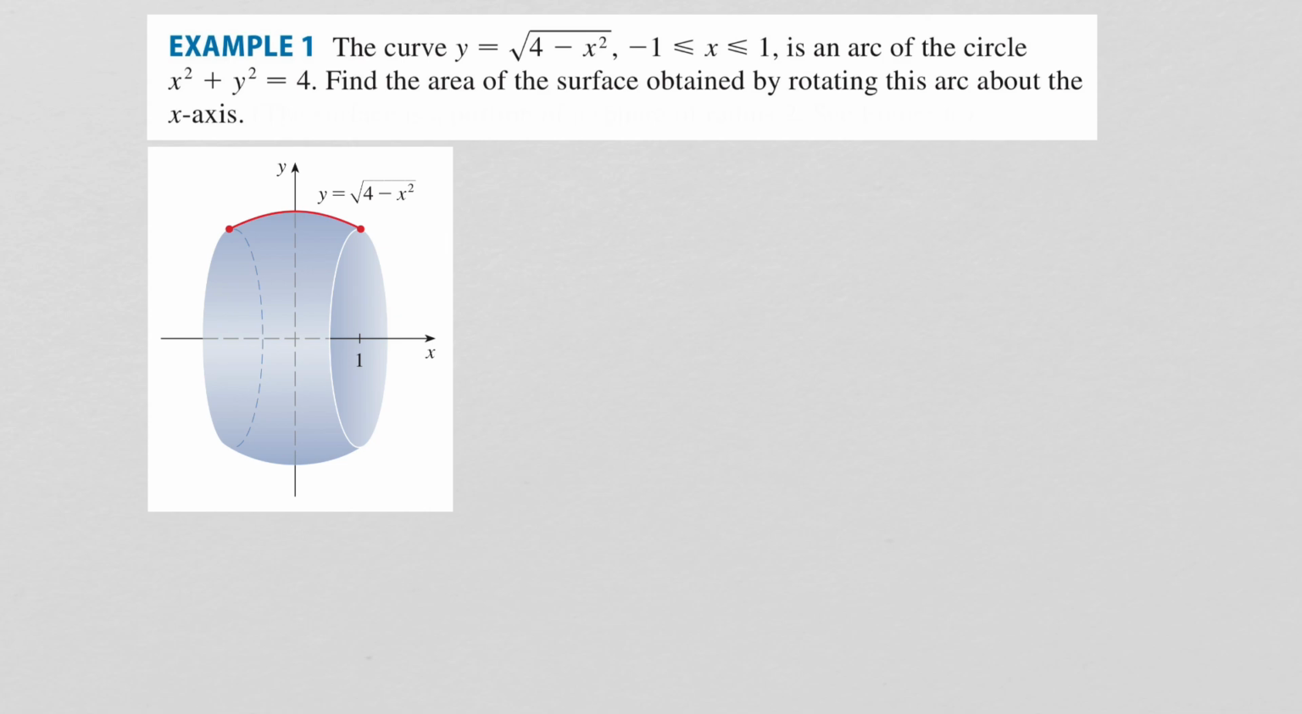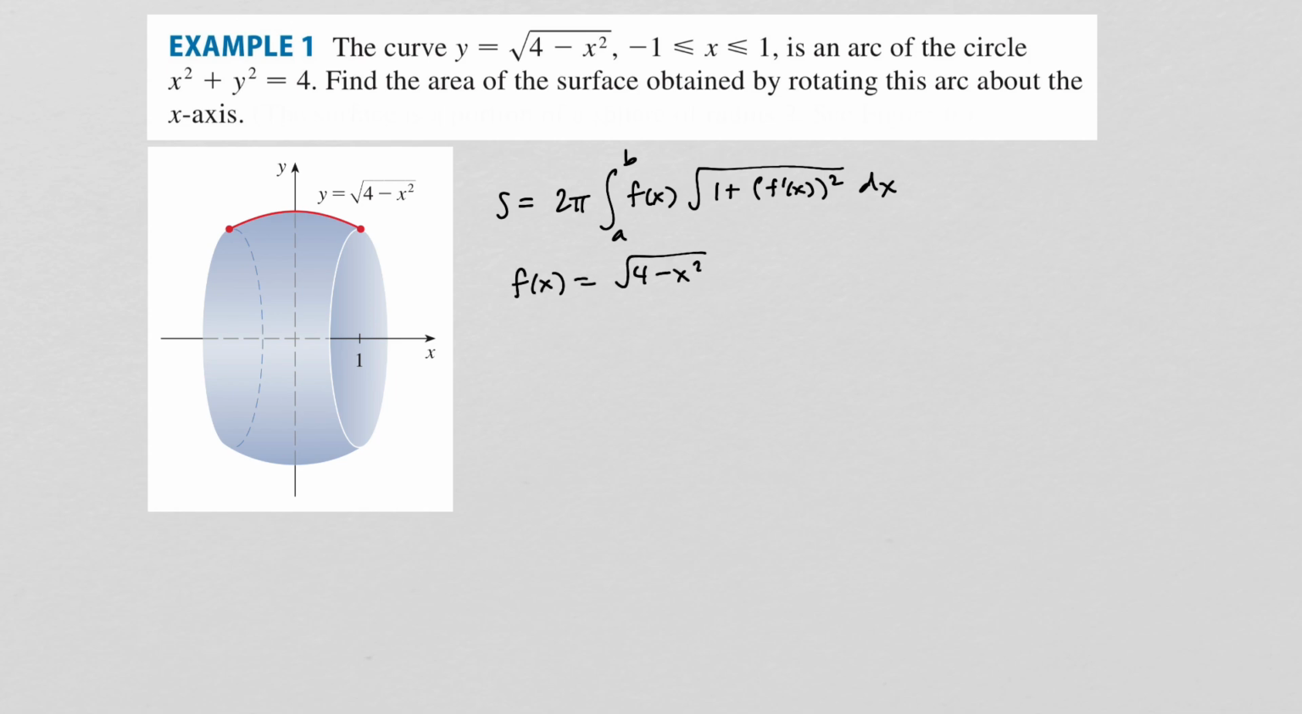So since we're going about the x-axis, we know the surface area will be 2 pi times the integral from a to b of your function f of x times the square root of 1 plus f prime of x squared dx. Now for us, our function f of x is the square root of 4 minus x squared. We need to know our derivative. So let's think of our original function as 4 minus x squared to the 1/2 power.